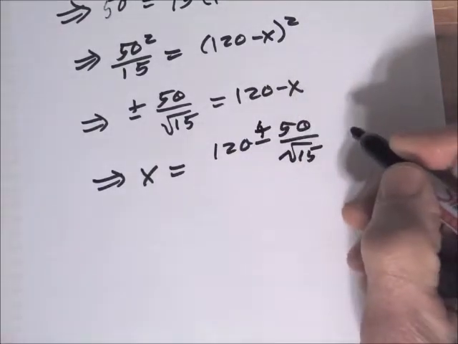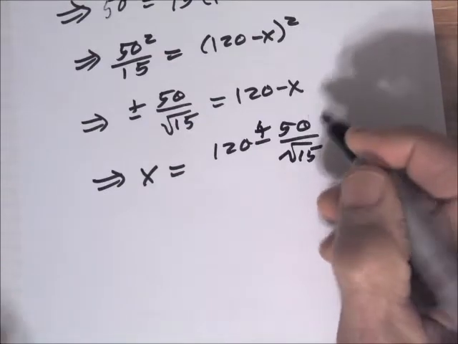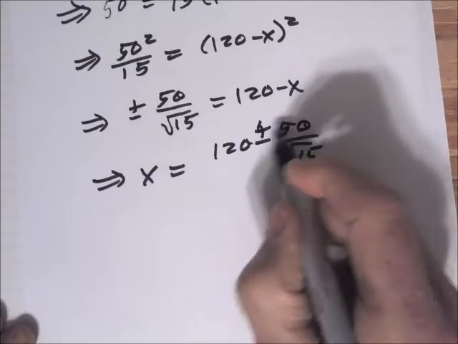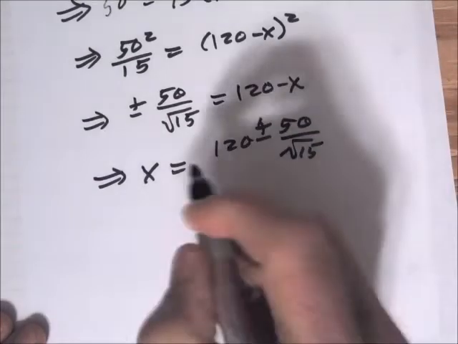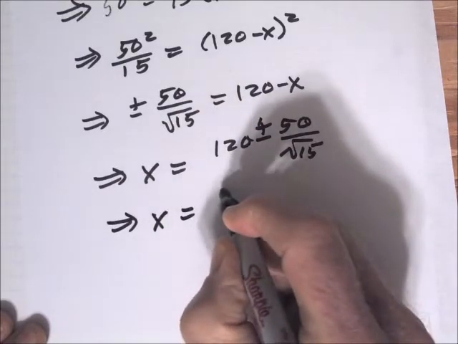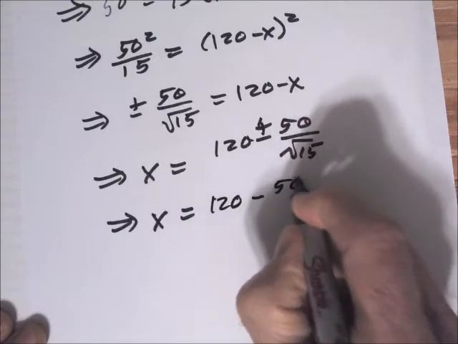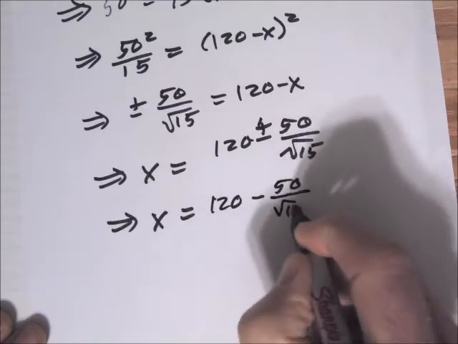plus or minus 50 over root 15. But x has to be between 0 and 120. And so if we use the plus, we're going to get something more than 120. So that means we want only the negative root here. We have x equal 120 minus 50 over root 15.